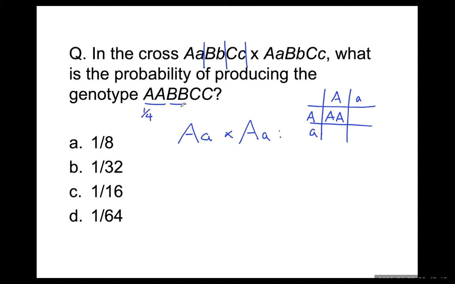What about large B, large B? Also 1/4 from the cross between these and these. Okay. What about large C, large C? From these and this cross, you generate a Punnett square and then you will find out this is also 1 out of 4. Now, this genotype carries 3 traits simultaneously. Even though you calculate independently, this genotype carries 3 traits at the same time, so you have to multiply this probability. So the answer is this one.